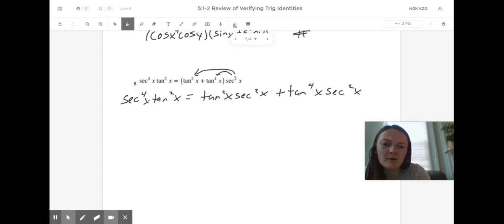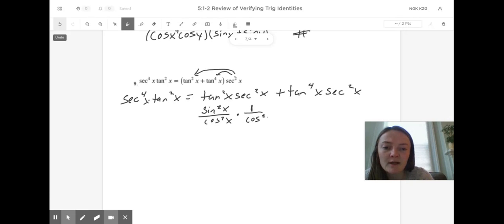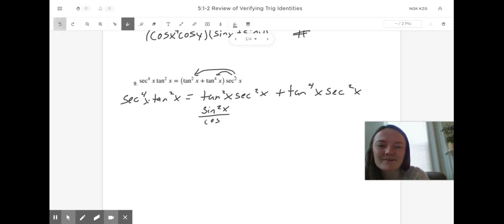Okay, I'm going to rewrite these in terms of sines and cosines, see if anything cancels. So what I'm going to get here is tangent, which I'm going to write as sine over cosine, my bad. So this is going to be sine squared x over cosine squared x times 1 over cosine squared x plus, this is sine to the fourth x. You know what? Actually, I don't like this idea anymore. I'm taking it back. I think maybe my best bet is to pull out a common factor.